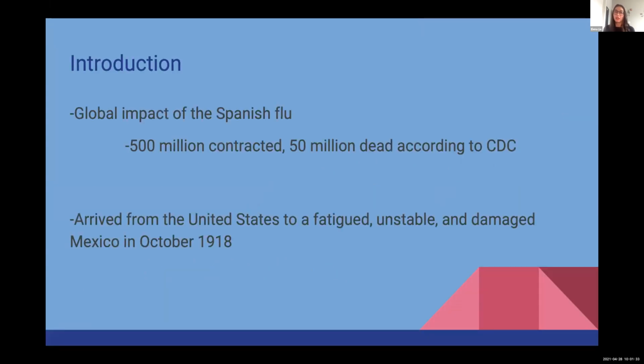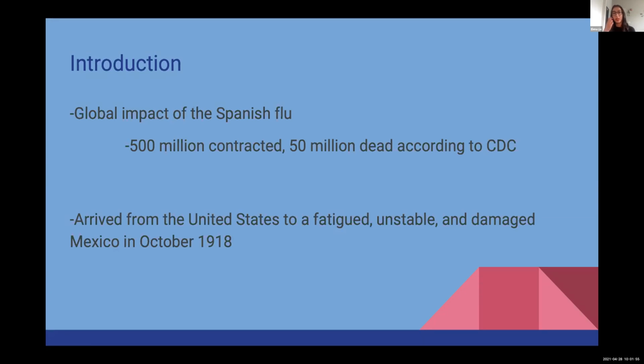Just to start off with a little background information on the Spanish flu, during this time, globally, about 500 million people contracted this illness. That's about a third of the world population at the time. And about 50 million people died. These are both estimates because we don't really have the exact numbers, but this was really a global pandemic.